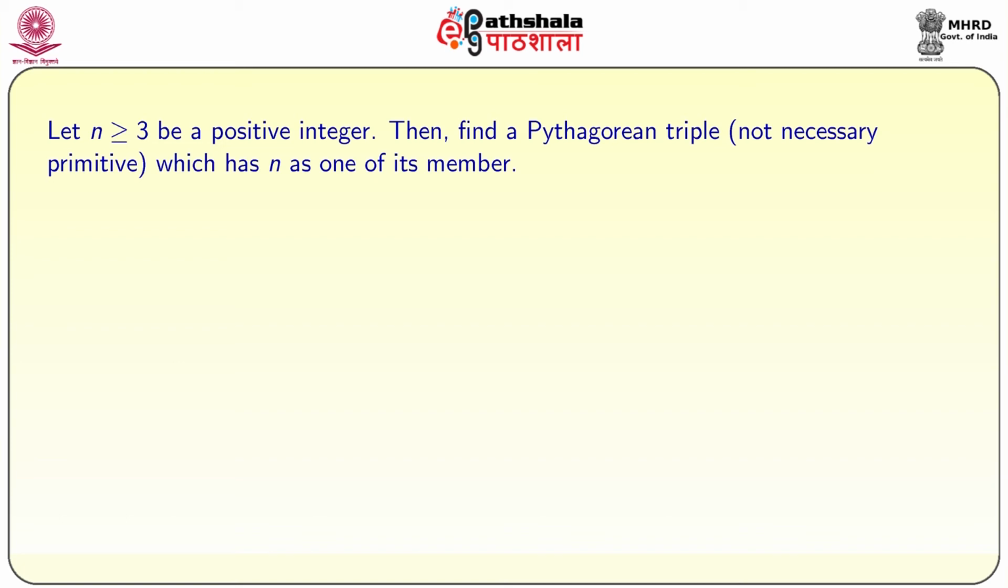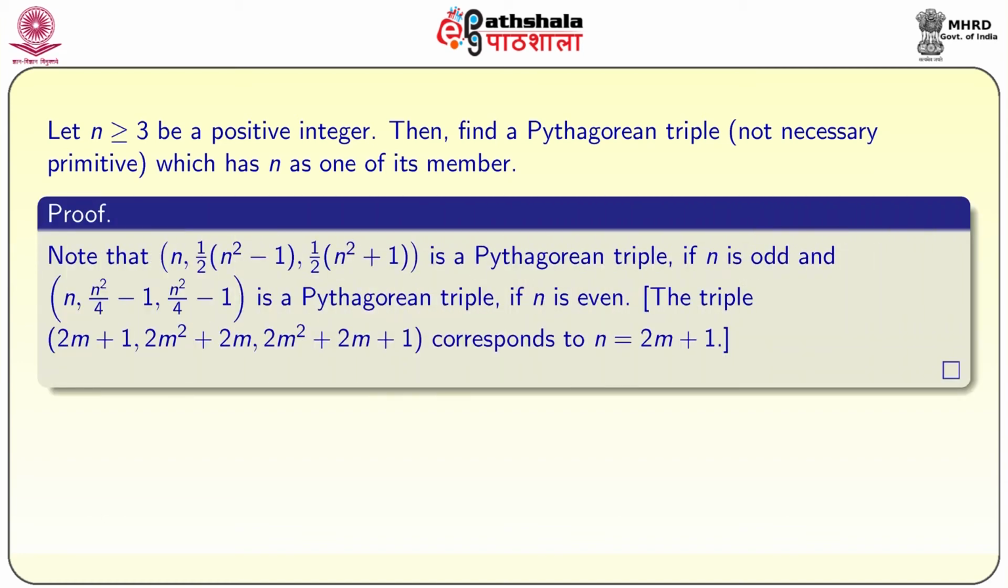Let n ≥ 3 be a positive integer. Then find a Pythagoras triple which has n as one of its members. That is also possible, but here the Pythagoras triple need not be primitive. So we can generate those like this. If n is odd, take (n, ½(n²−1), ½(n²+1)), which is a Pythagoras triple, and if n is even, we can take (n, n²/4 − 1, n²/4 + 1), which is also a Pythagoras triple.